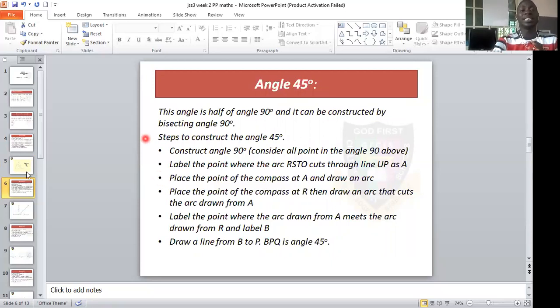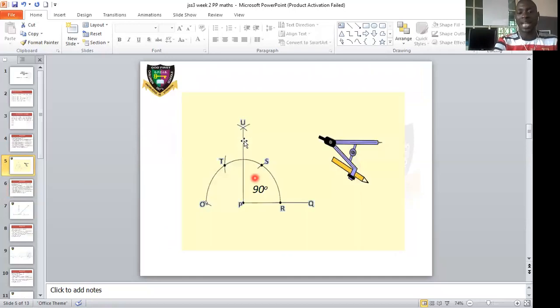Then how do we divide this angle? This angle QPU, that is this angle here, is the 90 degrees. From here down here is the 90 degrees. You can say label 90 degrees. So how do we now bisect this to give us angle 45? That is what I will take you through in the next slide.